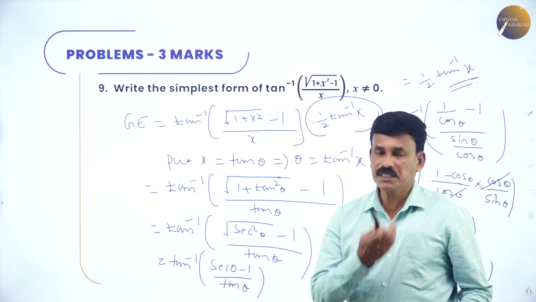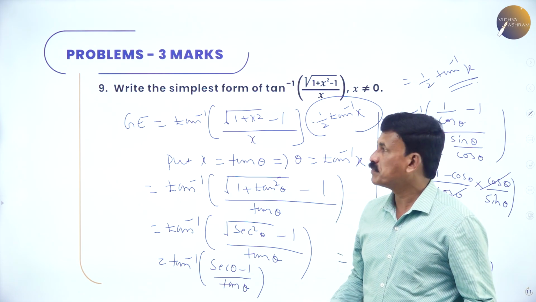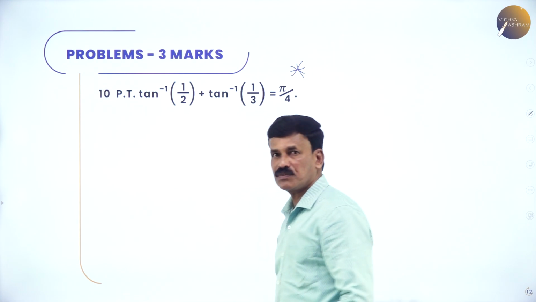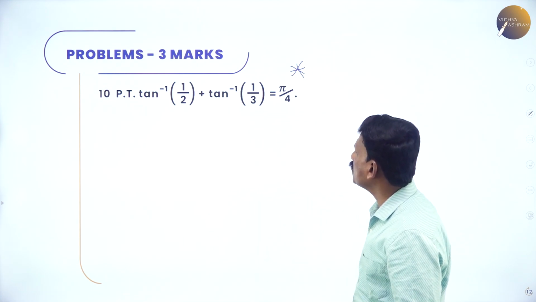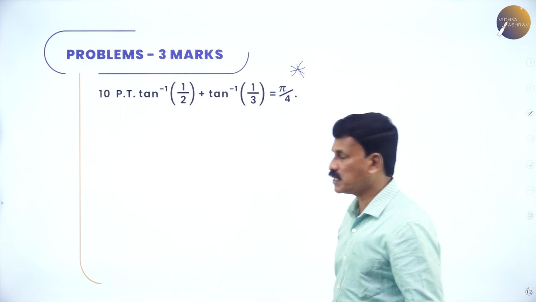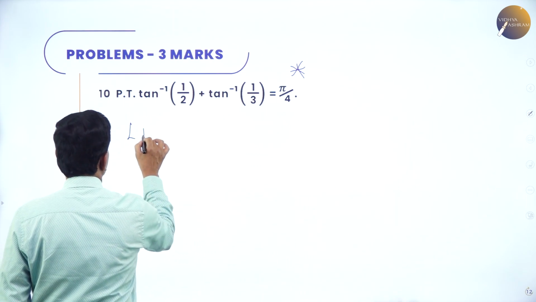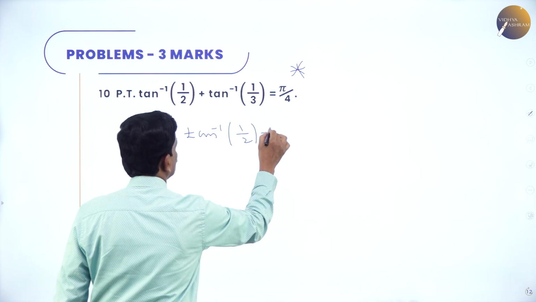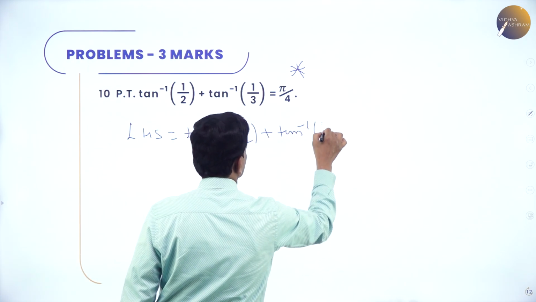Right. Now let me take one problem on the properties. Now prove that, this is a very important problem. So you may expect this for 2 or 3 marks. Prove that tan inverse 1 by 2 plus tan inverse 1 by 3 is equal to pi by 4. Very simple. Let us take LHS. What is LHS? Tan inverse of 1 by 2 plus tan inverse of 1 by 3.